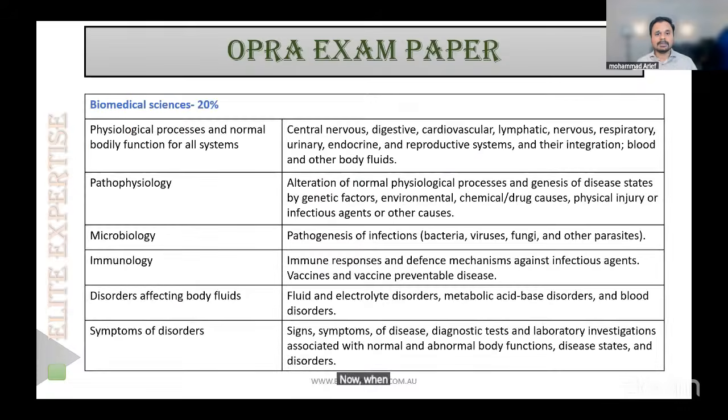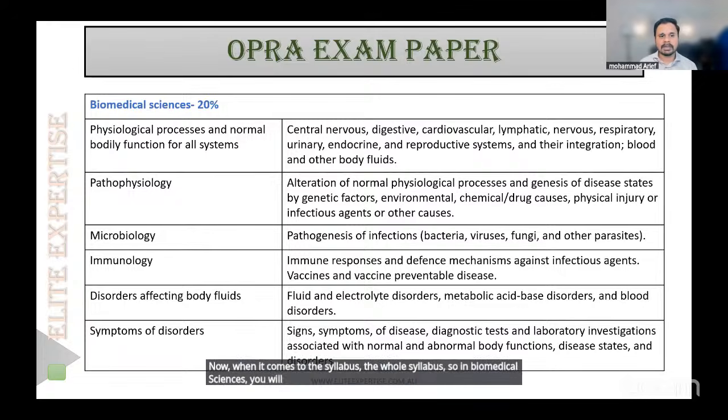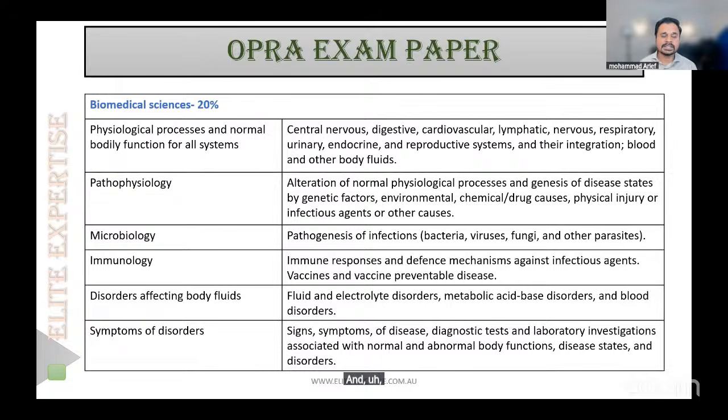Now, when it comes to the whole syllabus, in biomedical sciences you will have physiology, pathophysiology, microbiology, immunology, disorders affecting body fluids, and symptoms of other disorders. All these are included in biomedical sciences, which carries 20% weightage, which means you need to study all these core components for biomedical sciences.